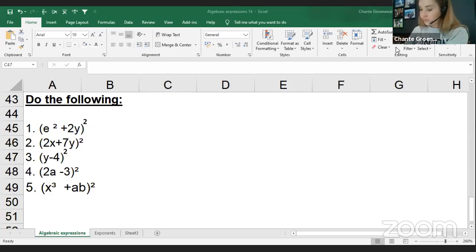Number 2. Okay, I'll do number 2 and number 5. Okay, so who wants to do number 3? I haven't had requests for number 3. I can do number 3 as well.